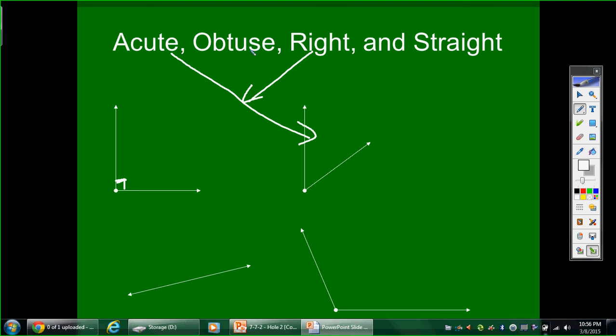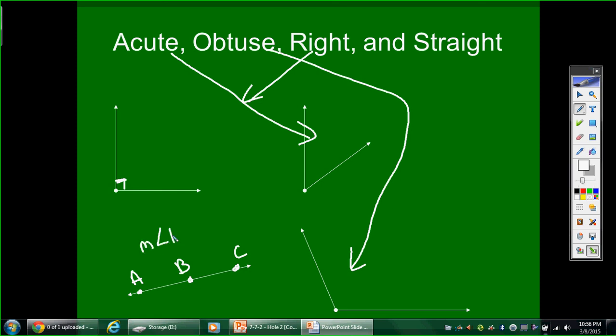An obtuse angle is an angle that is greater than 90 degrees but less than 180. So you can see if this were 90, it'd be coming up about right here. It's clearly greater than 90. So that is an obtuse angle. And a straight angle, if I actually put points on and name this ABC, ABC is actually a straight angle because the angle formed is 180 degrees.